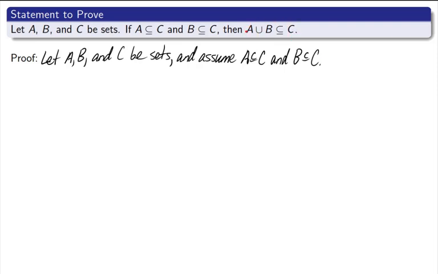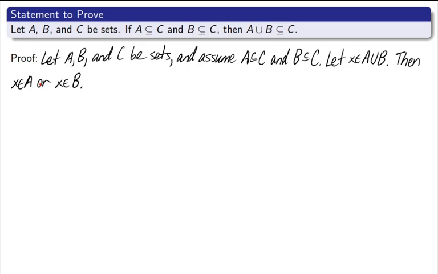Remember, to show something's a subset, we'll pick an arbitrary element of the smaller set and show that it's in the larger set. Let X be an element of A union B. Now, what does it mean to be in the union between two sets? Then, X is an element of A, or X is an element of B. Remember that whenever we have a union, that means it's in one set, or the other set, or possibly both. And that's what we mean by the term OR, right here.